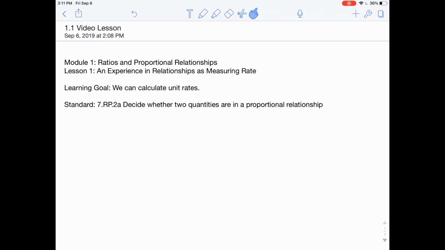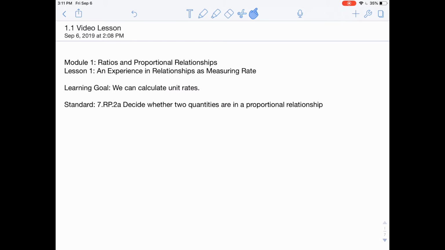In this video, we're looking at Lesson 1, an experience in relationships as measuring rate. Our learning goal is to make sure that we can calculate unit rates. This will help us to master Standard 7.RP.2a, which is to decide whether two quantities are in a proportional relationship.